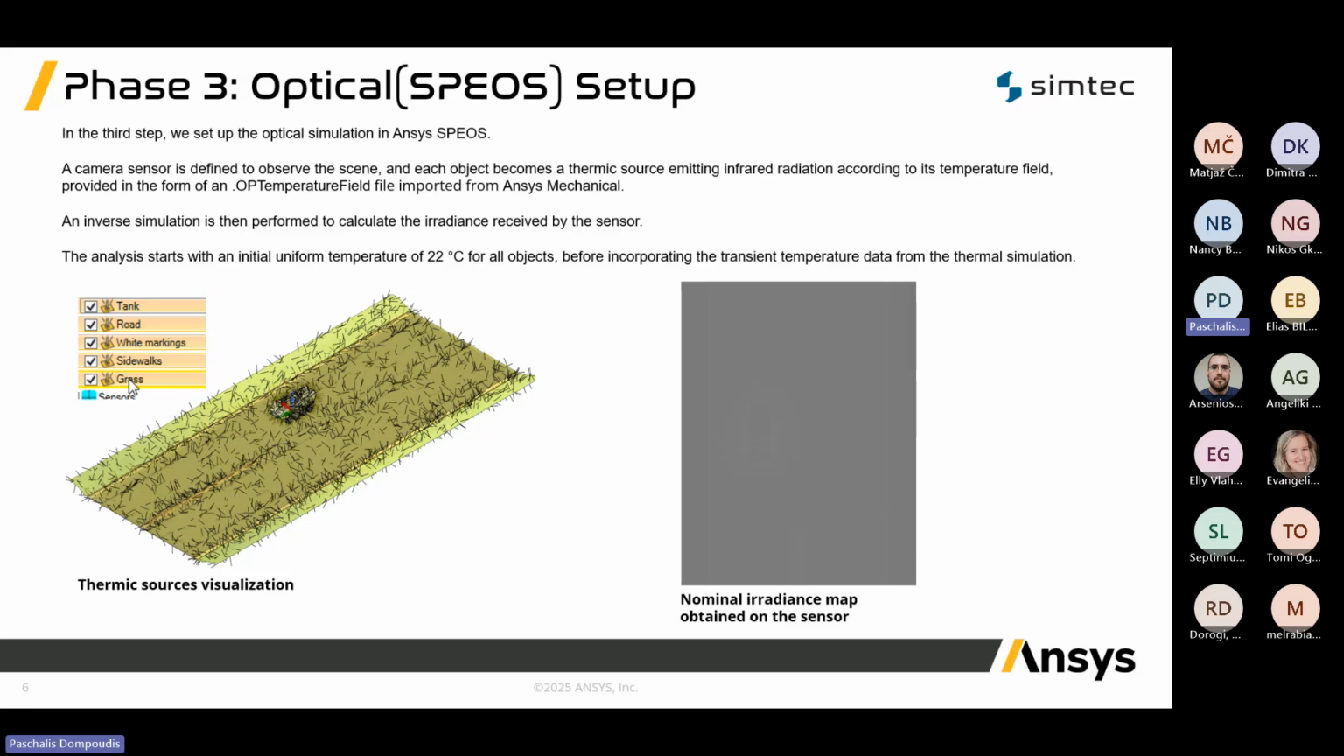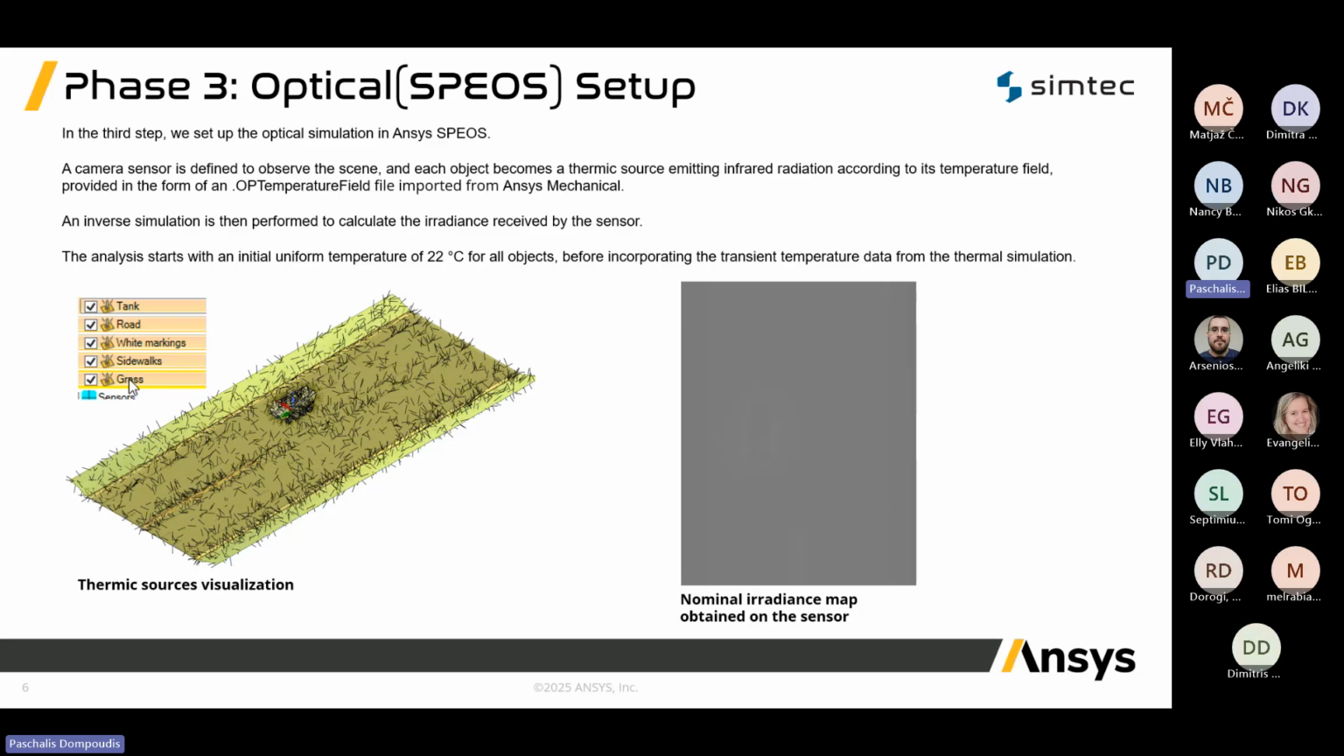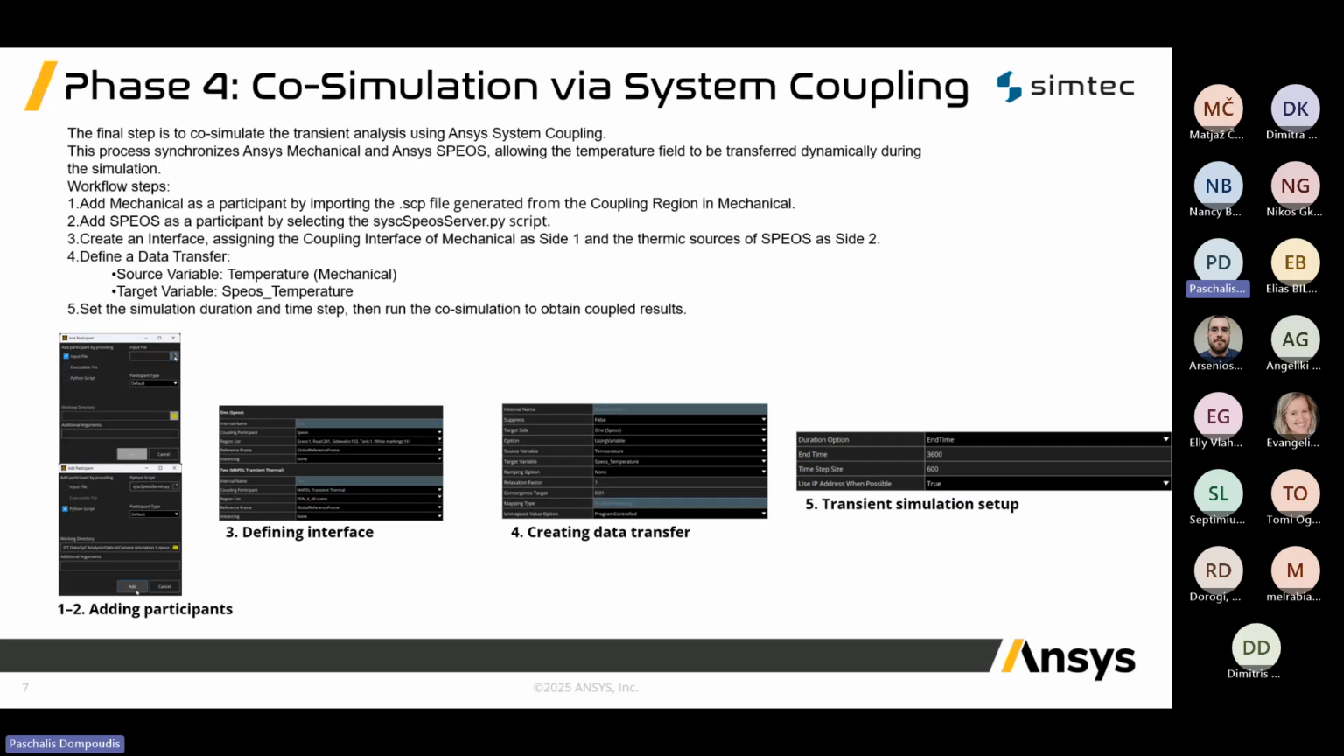Finally, the image on the right shows a baseline result just for comparison. This is what the sensor would see if every single object in the scene was at a uniform temperature of 22 degrees Celsius. As you can expect, there is very little contrast. It's almost like a totally gray image because there are no temperature differences.